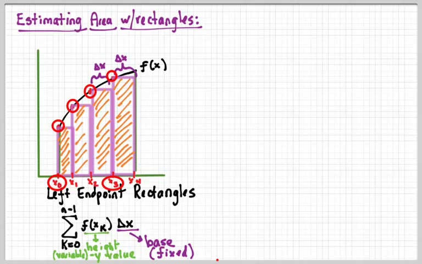Now, we're going to look at right endpoint rectangles, and hopefully this will help contrast it. So if we do right endpoint, I drop in the line here.